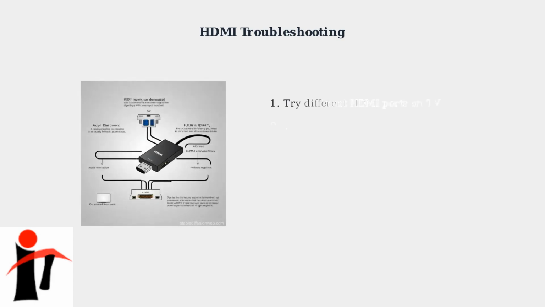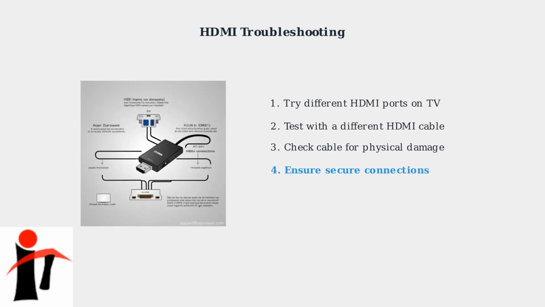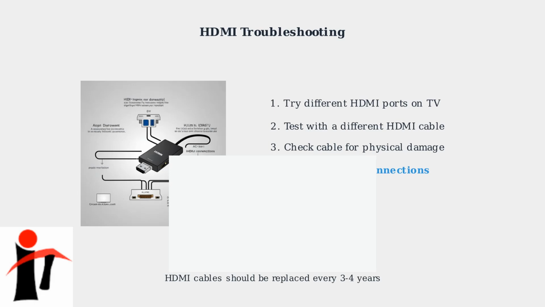Start by testing different HDMI ports on your TV. Many TVs have multiple HDMI inputs, and individual ports can fail while others remain functional. HDMI cables can degrade over time, especially the internal connections. A damaged cable may work intermittently or not at all.